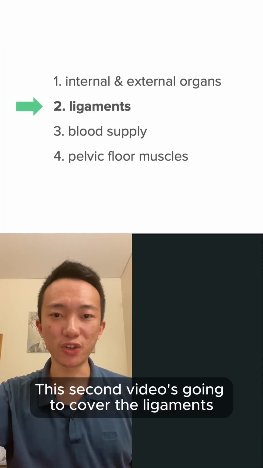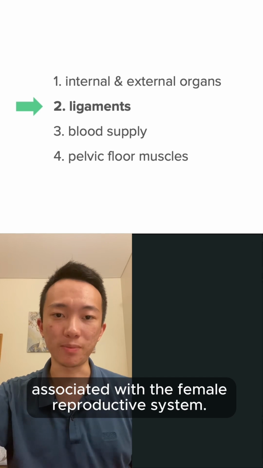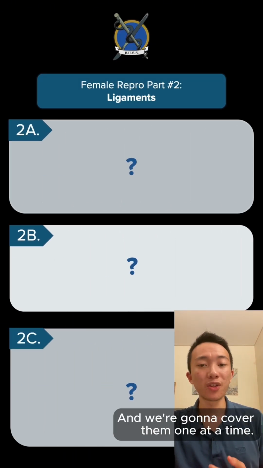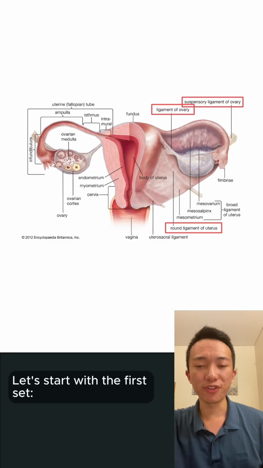Welcome back. This second video is going to cover the ligaments associated with the female reproductive system. Essentially, there are three sets of ligaments, and we're going to cover them one at a time. Let's start with the first set.